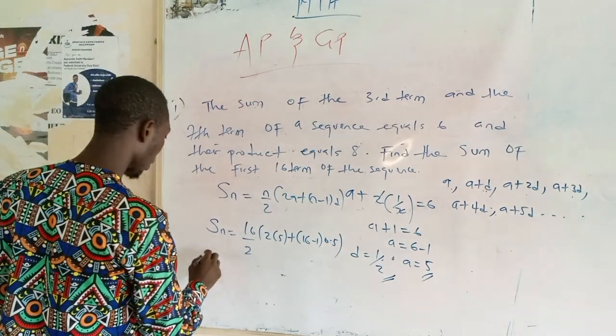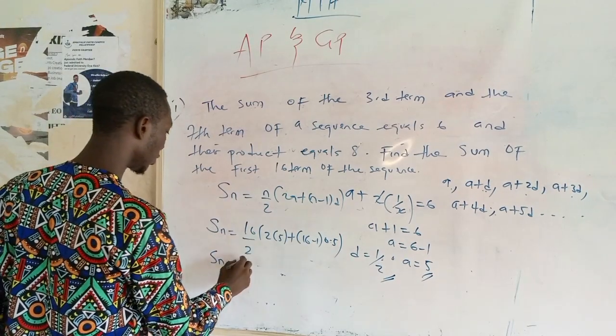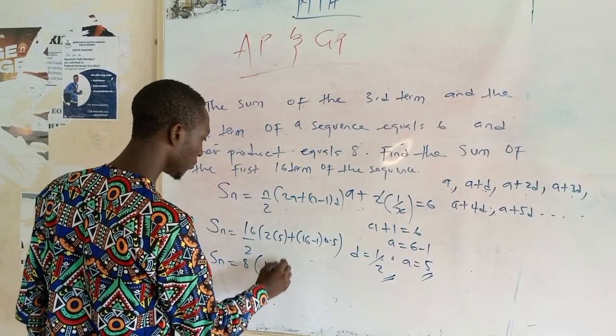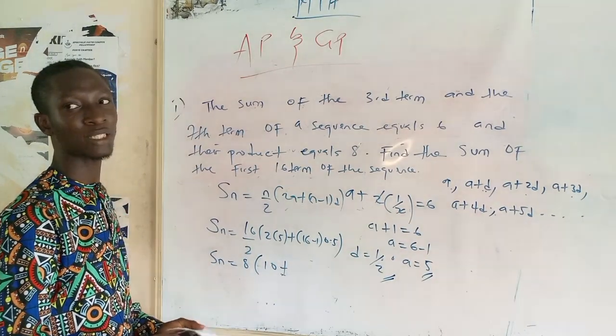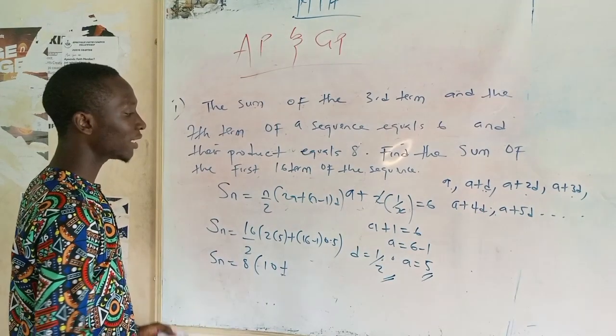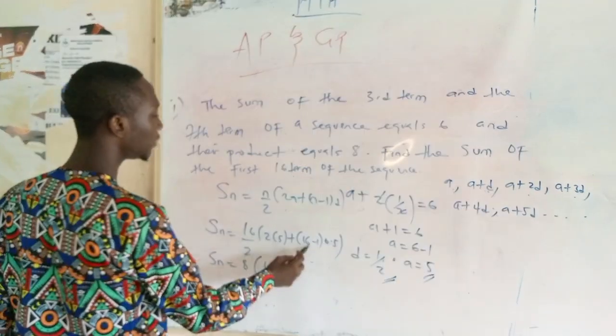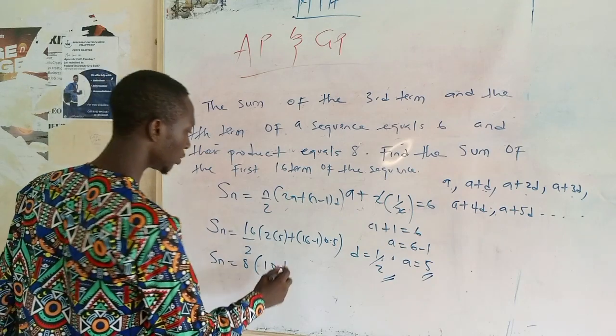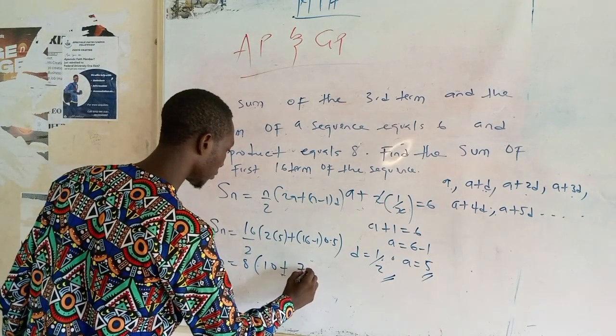So therefore, you have Sn equals 16 divided by 2, which is 8. So 2 times 5 is 10, plus 16 minus 1 is 15. 15 times 0.5 gives us 7.5.